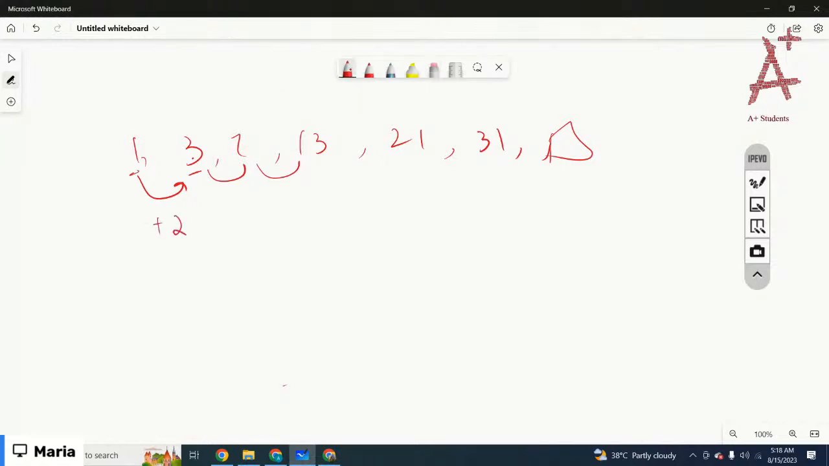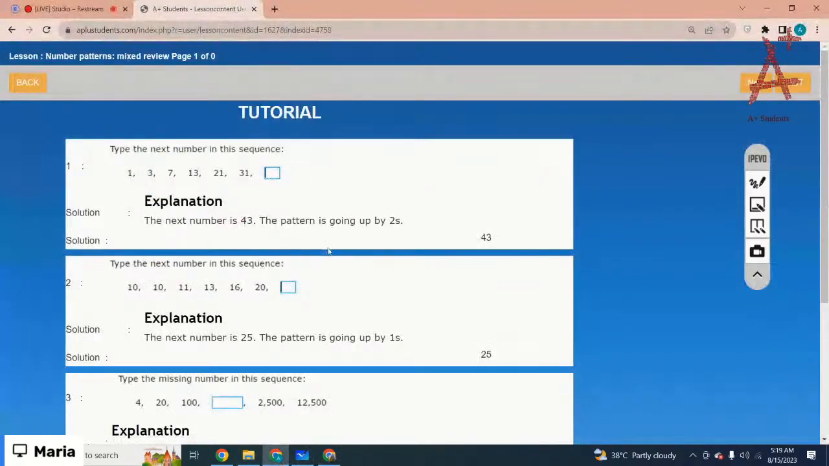1 plus 2 is 3, 3 plus 4 is 7, 7 plus 6 is 13, 13 plus 8 is 21, 21 plus 10 is 31, and 31 plus 12 would be 43. So the next number would be 43, right? That's why here you have written, the pattern is going up by twos, right?